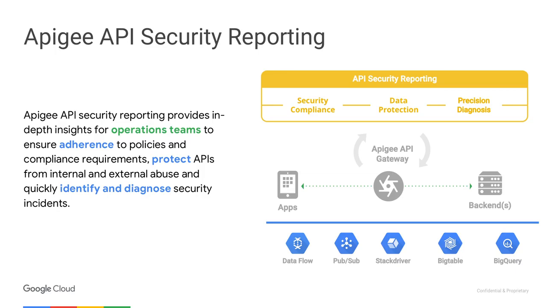One is to ensure that all the APIs that are being developed by the development teams are adhering to the security and compliance requirements. Number two is to ensure that the sensitive data within the organization is not abused by internal or external users. And number three is when there is an incident, it provides you the capabilities to quickly identify and diagnose the root cause and quickly take remedial actions to solve it. Let's get into each of these functionalities in detail.